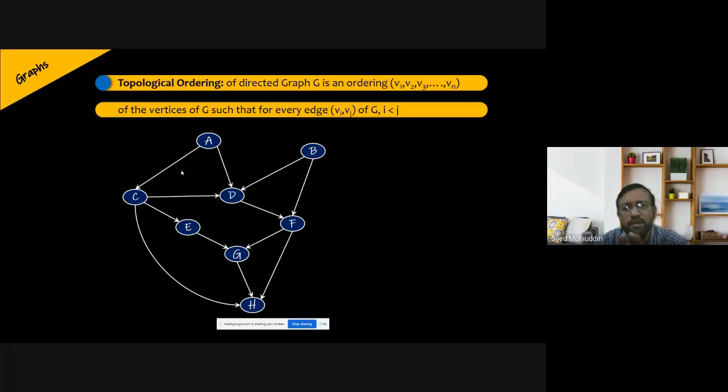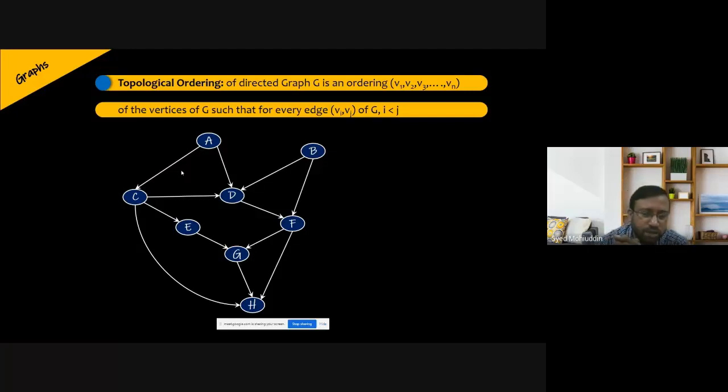Then what about B and C? Is B before C or B after C? It doesn't matter because there is no edge between B and C. What about A and B? It doesn't matter whether A is before B or B is before A. Why? Because there is no edge between A and B. But if there had been an edge, then we would be able to say which comes first, A or B.